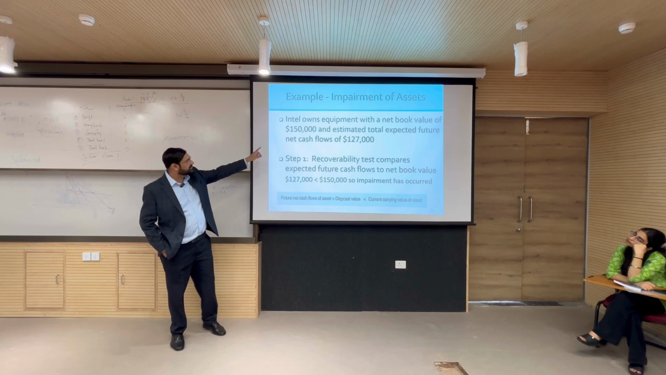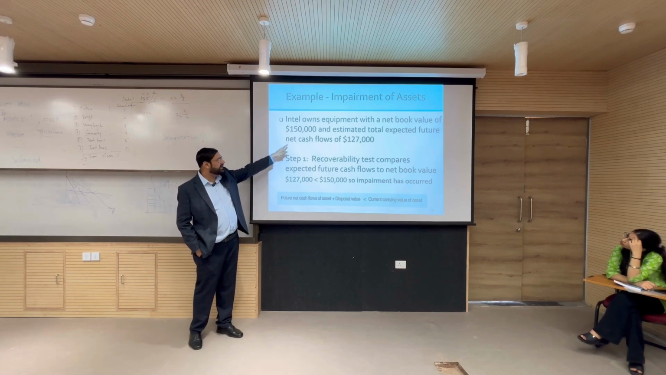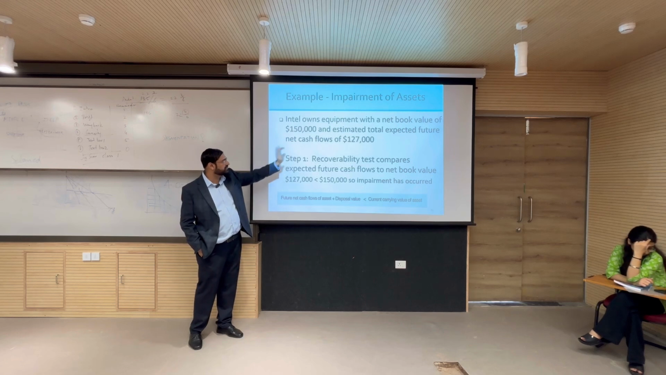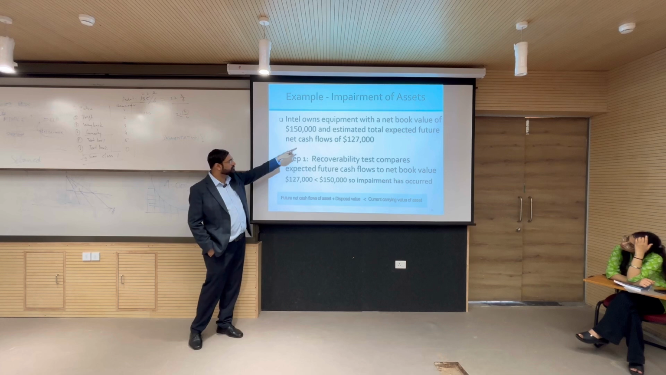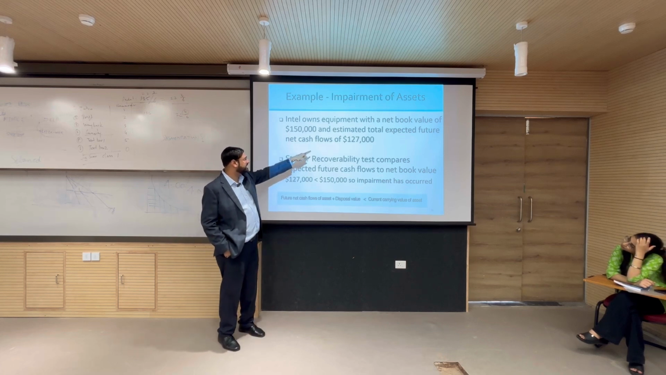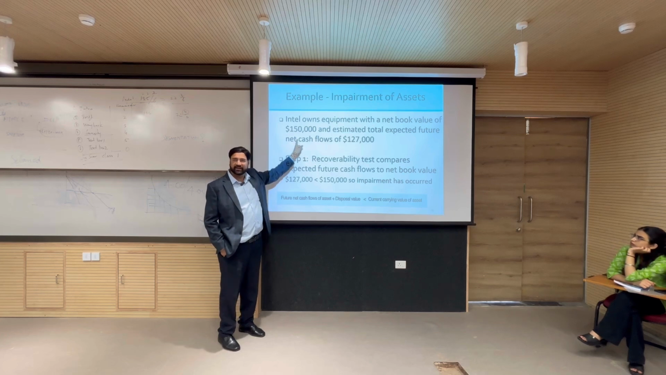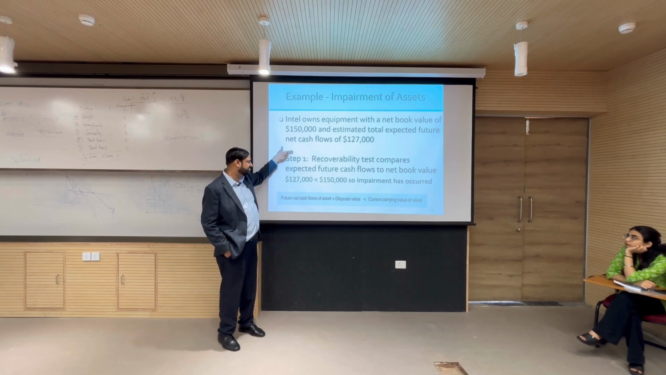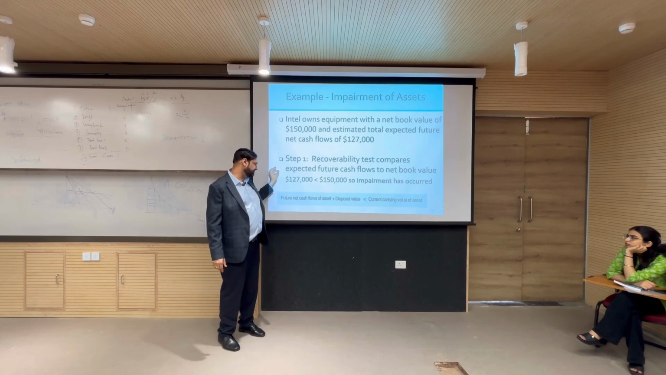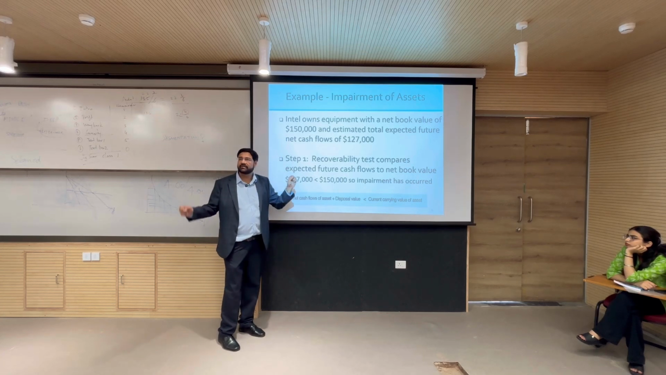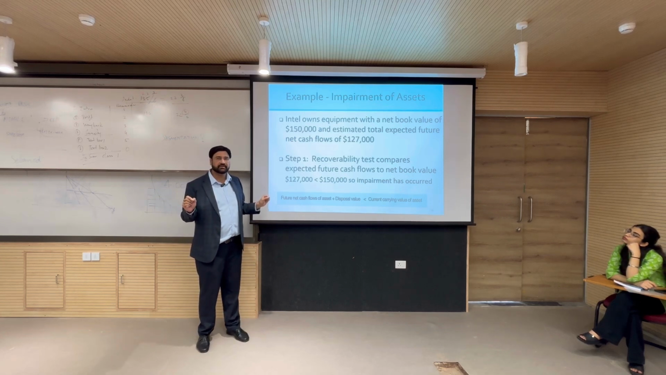Look at this. This company owns an equipment with a net book value of 1,50,000 and estimated total expected future net flows are 127. So, recoverability says, is this future expected net cash flow of 127 greater than 150 or not? So, there is a loss, isn't there? You can see there is a loss. So, since there is a potential loss, it has failed the test of impairment and the asset value must be reduced. Are you getting what I am saying?